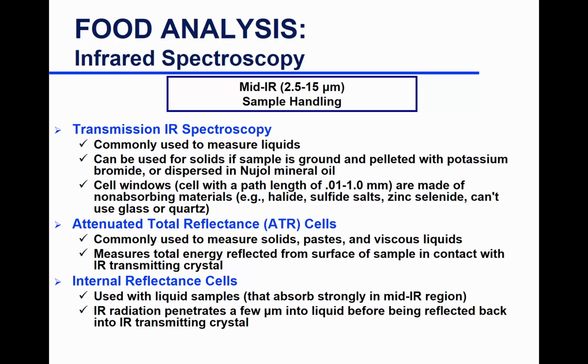Internal reflectance can be used with liquid samples, where light penetrates slightly and then gets reflected. It penetrates just a few micrometers into the liquid and is reflected back. Then you're measuring the reflected light, which is less than the original light, given that some light got absorbed by the components in your liquid sample.